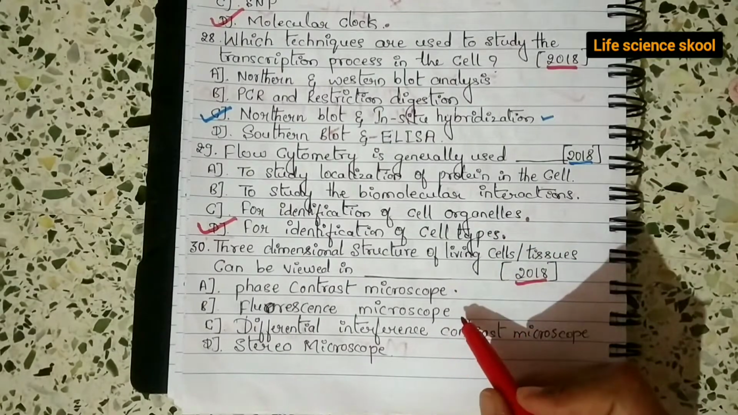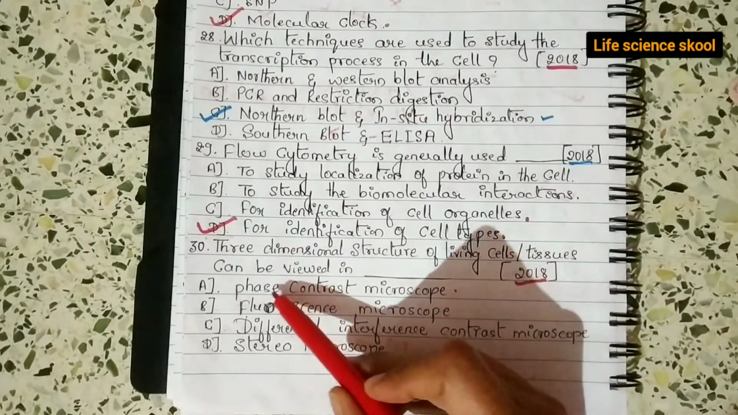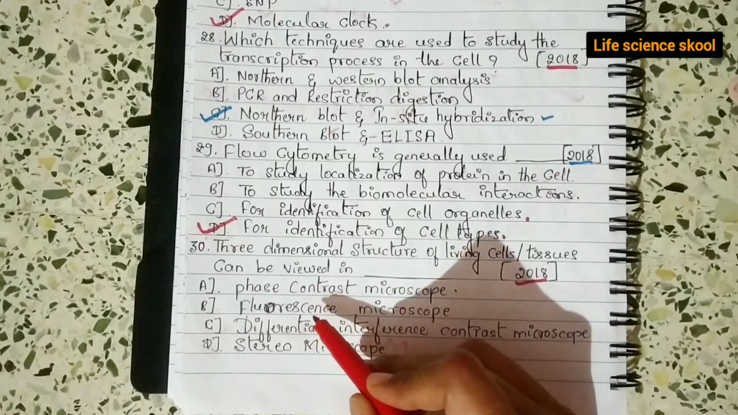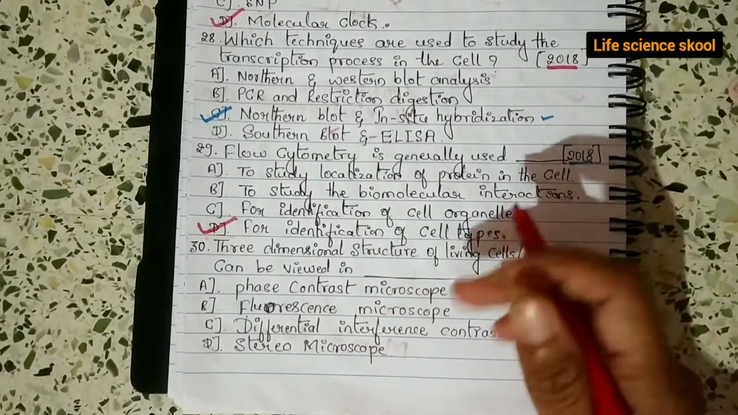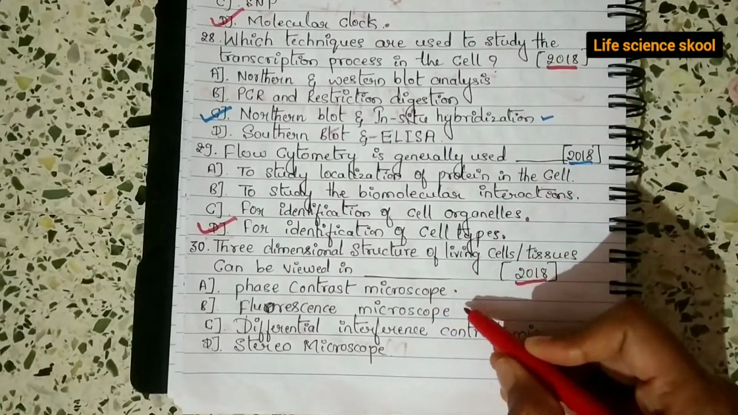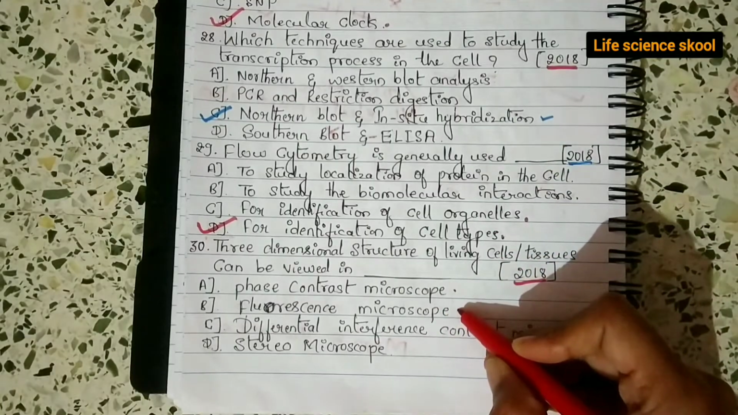Next one is the fluorescence microscope. Fluorescence means you can see the coloring. Fluorescent dyes can be attached to the antibodies to identify the specimen, right? So this one also doesn't give the three-dimensional structure. That's why this is also not a correct answer.